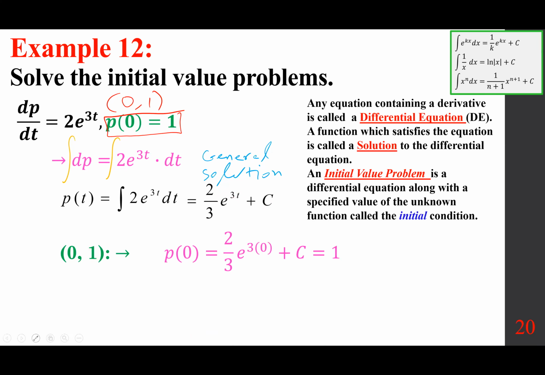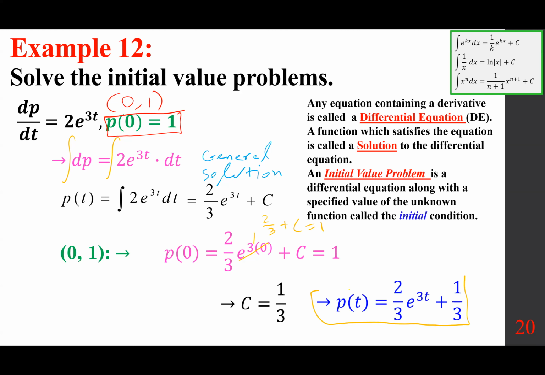As you know, e to the power of 3 times 0 is e to the power of 0, which is 1. So we get 2/3 plus c equals 1. C becomes 1/3, and you replace the constant with that, and now you have one solution is called a particular solution.